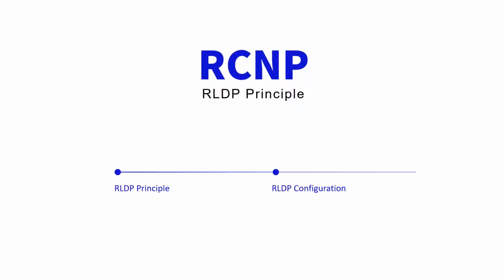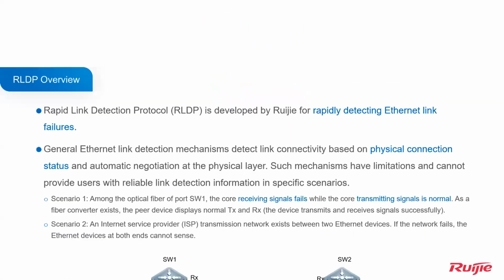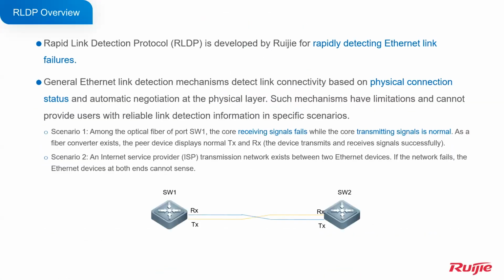And in this part, we're going to introduce the RLDP principle. Firstly, let's take an overview of this protocol. RLDP, which stands for Rapid Link Detection Protocol, is developed by Ruijie for rapidly detecting Ethernet link failures.